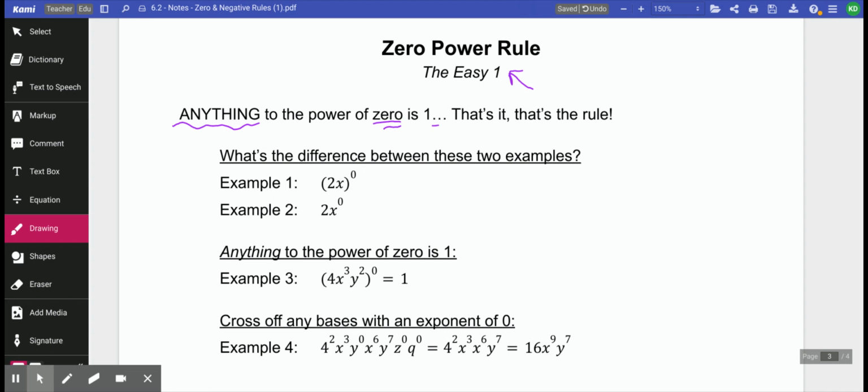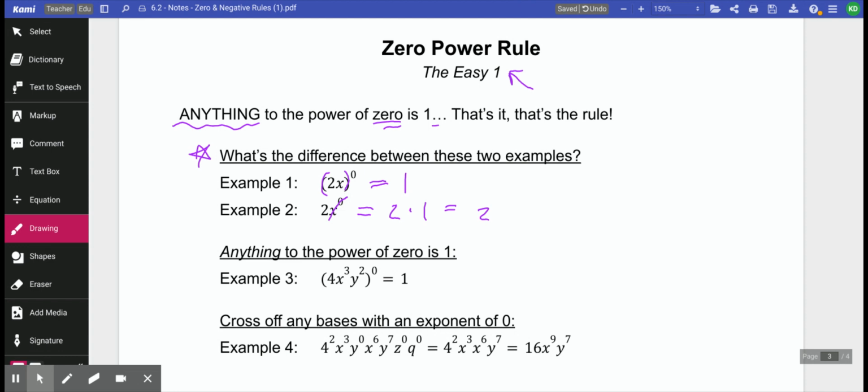Okay, our last rule is the 0 power rule, and we call it the easy one, but look how 1 is written. It's written as a number for a reason. So we call this the easy one because it's the super easiest rule. Anything to the power of 0 is 1. That's it. So here's my first example. And we're going to look at the difference between these two examples. So the first one is in parentheses 2x raised to the 0 power. Well, anything raised to the 0 power is 1.